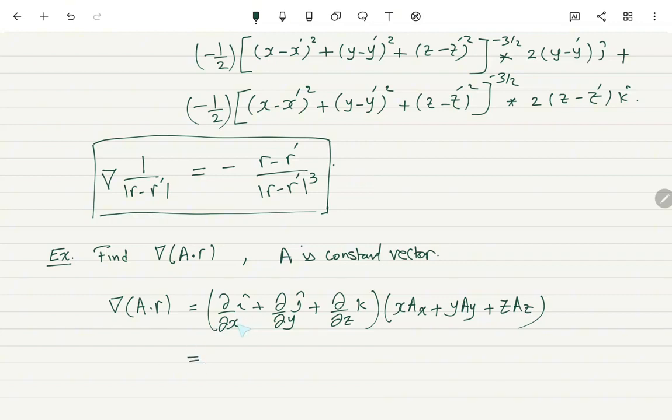You apply this one here, you will get axi plus ayj plus azk, which actually equal to vector A itself.